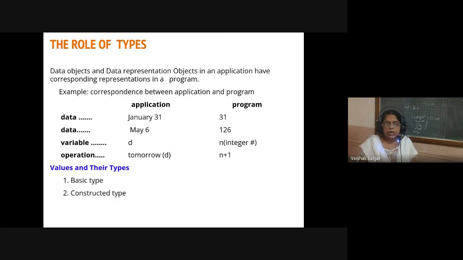I will give you an example of a constructed type. As you are familiar with C programming, basic types are, as we mentioned on the board, integer, character, float, boolean, whereas a constructed type is an array. Can you give me another example from C programming for a constructed type?